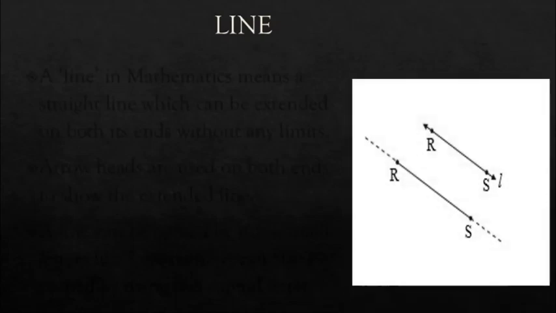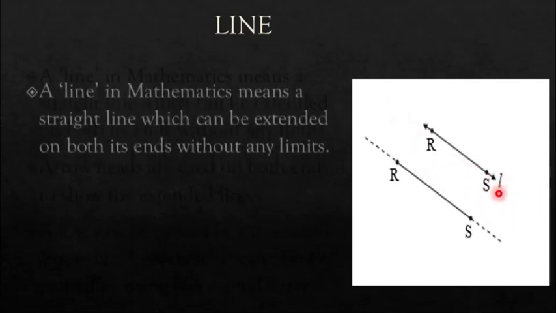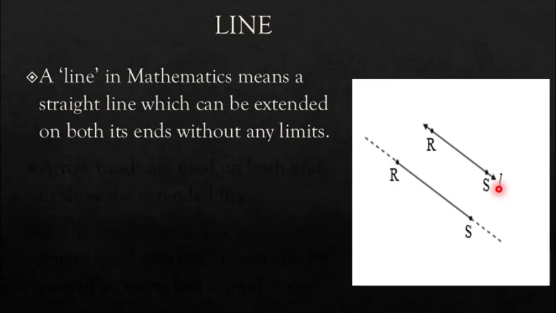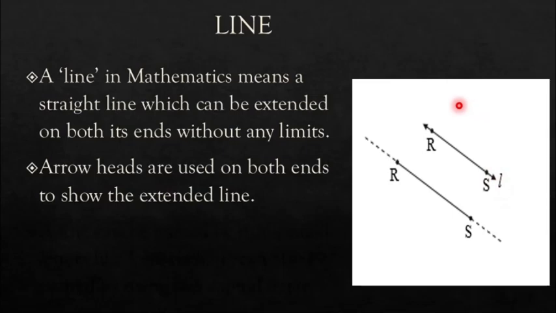Second is line. Now here in this picture you can see that we have made a line. The line is something which you can extend. Here we have made two arrowheads. So whenever you make a line, we make two arrowheads on the sides. That means you can extend it to wherever you want, and this line has no limit. So a straight line which can be extended on both of its ends without any limit is called a line. Also, we make two arrowheads on both of the ends so that it can be extended.